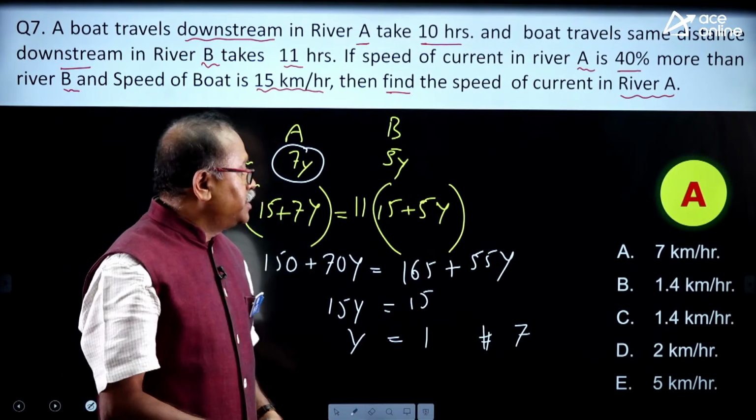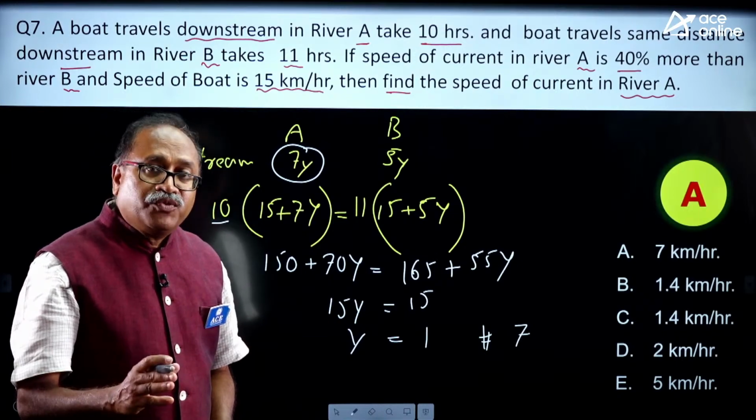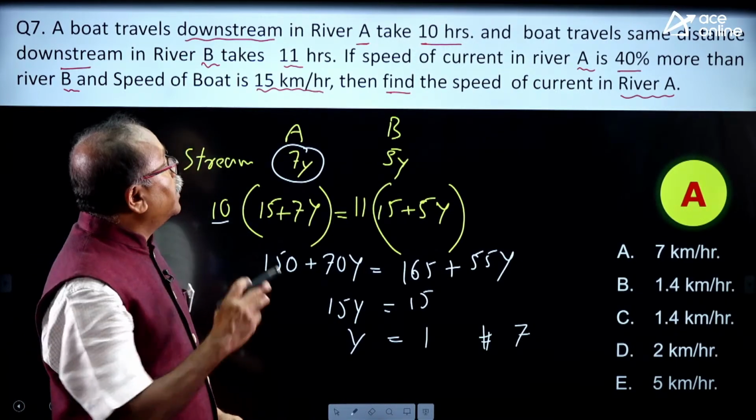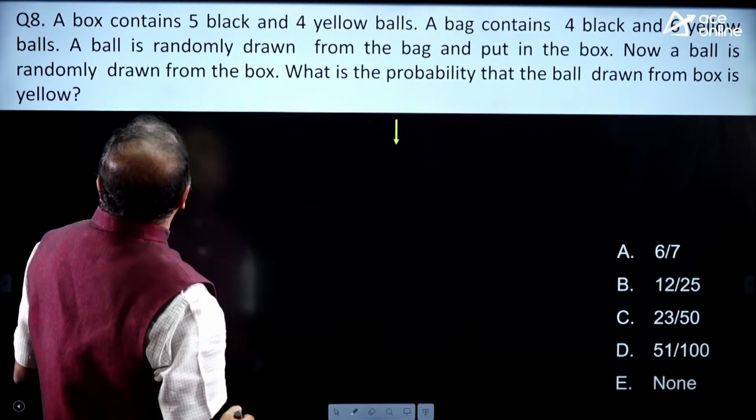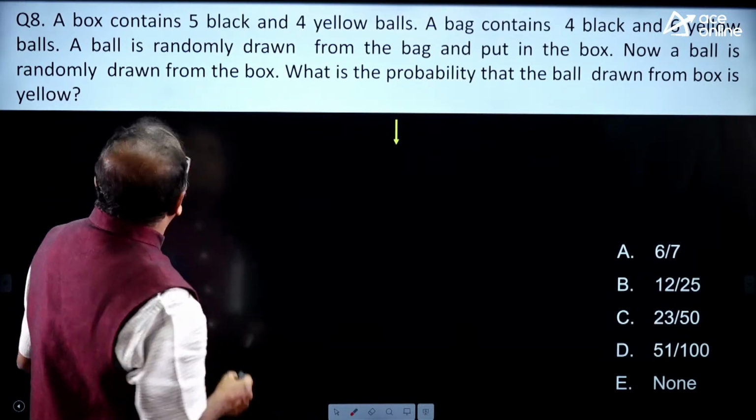Hope everyone understood this. I am moving on to the next question. Come on, my friends, we will do that together. Question number 8. What is it?